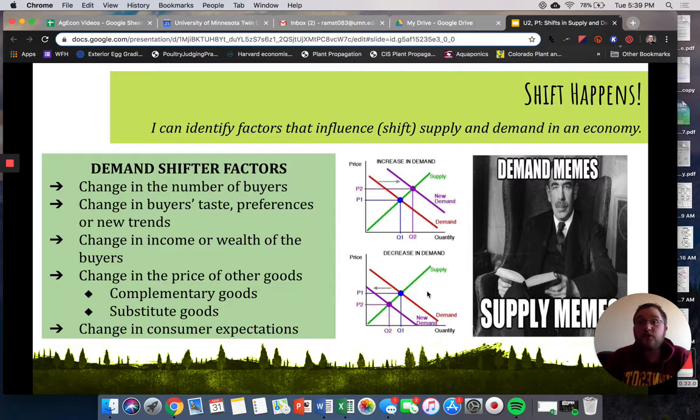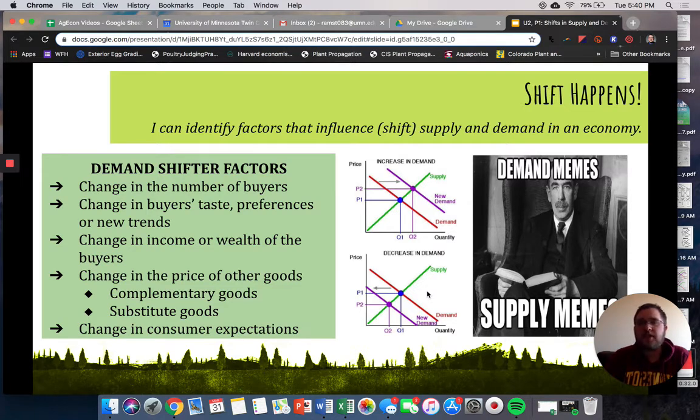Number 2, change in the buyer's taste, preferences, or new trends. So like the previous example I shared in the last video about avocados, I'm not a big avocado guy myself, but I know it's very trendy right now. A lot of teens and people in their 20s and 30s and even older are really trying to get into this avocado thing because of its good taste, nutritional value, and it's becoming very popular on basically anything. So that's becoming a big thing. So it's shifting the demand to the right because we're increasing our demand.